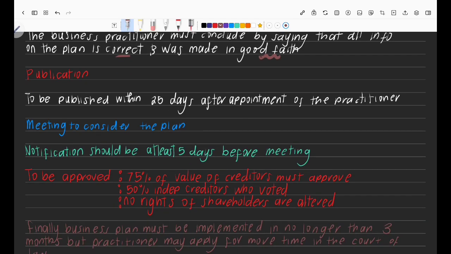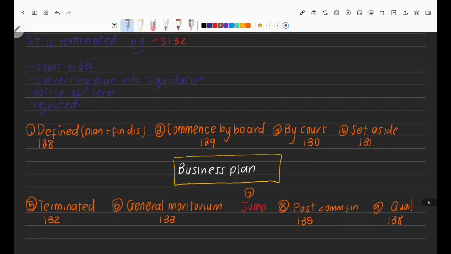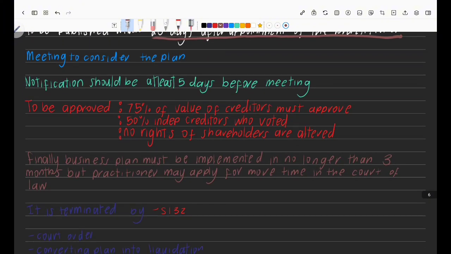Now the business plan needs to be published within 25 days after the appointment of the practitioner. So the practitioner has only 25 days to come up with this plan, have it approved and publish it, right? So yeah, we're almost done, guys.